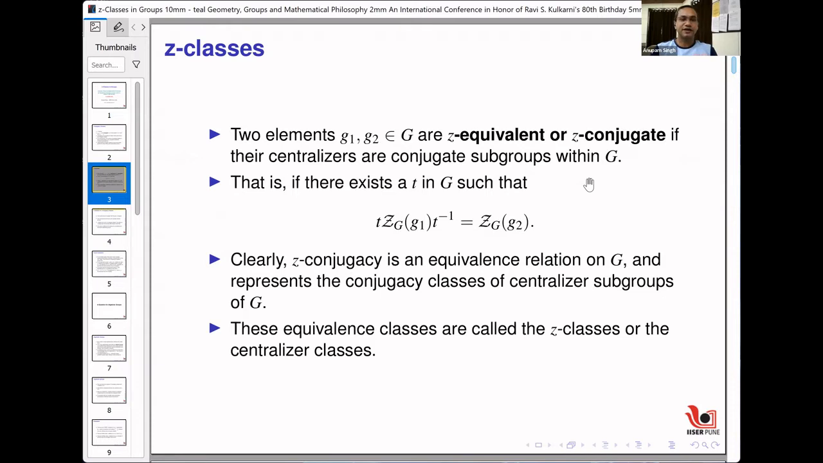It's quite easy to verify that Z conjugacy is also an equivalence relation on G, and it represents the conjugacy classes of centralizer subgroups of G. So if I take the centralizer of all elements, and I think of the conjugacy of those subgroups, that will basically give me this. So these equivalence classes are called the Z classes or the centralizer classes. All right.